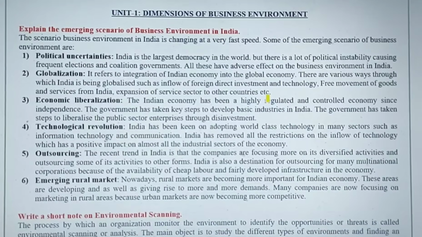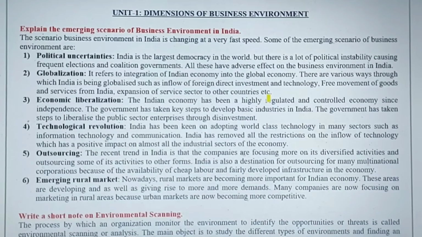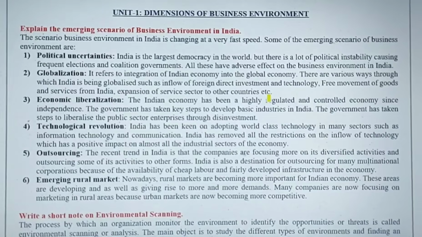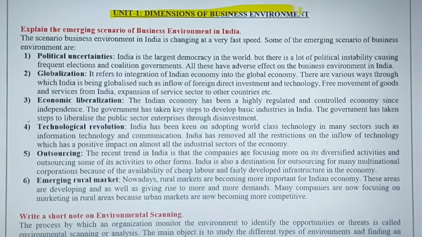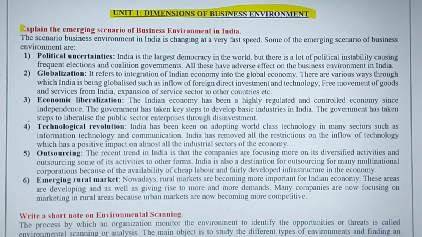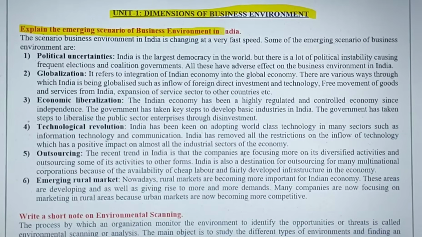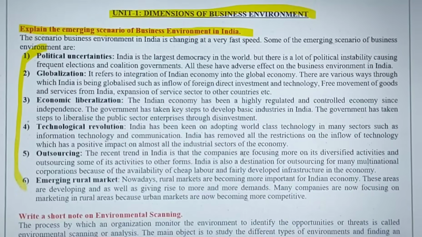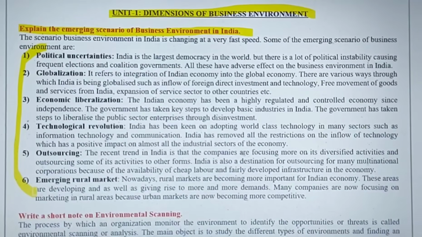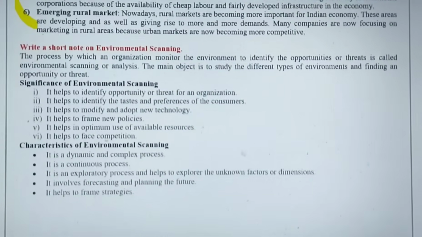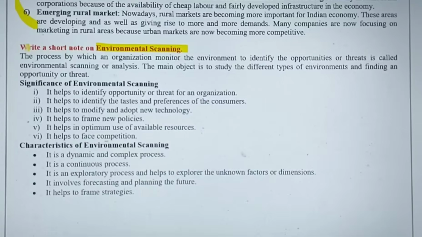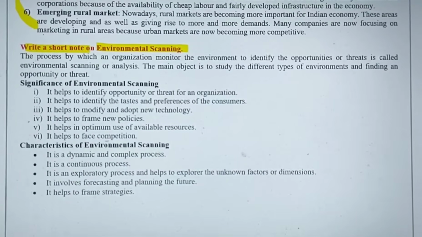And let's see some important questions you should practice for this June 2025 exam. Okay, from Unit 1, Dimensions of Business Environment, you should revise: explain the emerging scenario in business environment in India. So you can write all these 6 points to explain the answer. You can also learn on environmental scanning. You can get a short note on this, maybe a question of 10 marks.